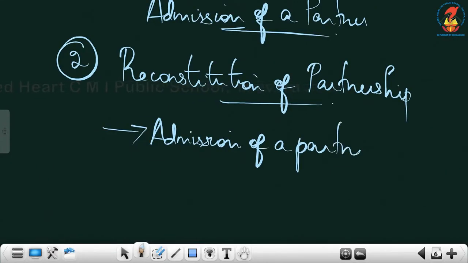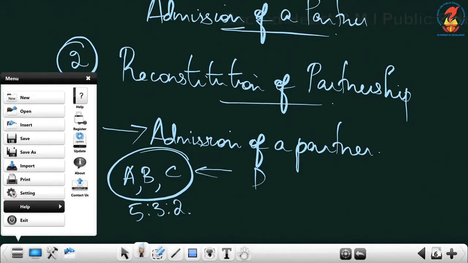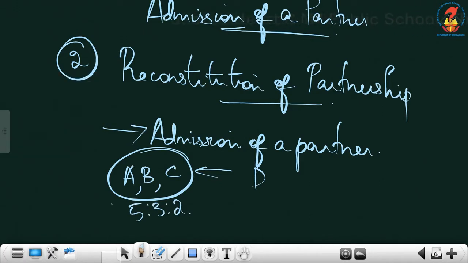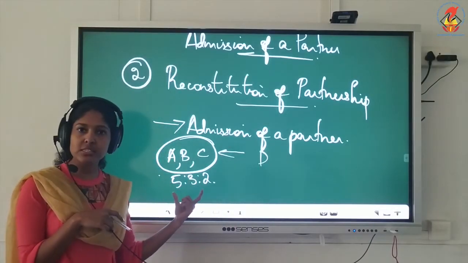When a new partner is admitted into your firm, suppose you and your friend started a business. So, we can name them A, B, C. They are the partners. They started a business. Now, they want to admit D into their partnership firm. So, already they would be sharing profits and losses in a particular ratio. Suppose they are sharing profits and losses in a ratio like 5:3:2.